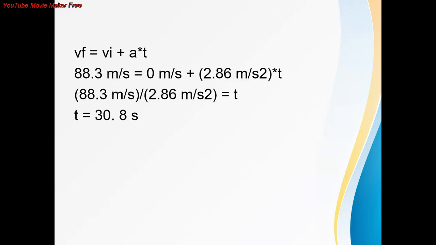Now let's go ahead. Now again we have to find time. So the next formula which we are going to use is v equal to u plus at, because we know final velocity, initial velocity, and acceleration, but we do not know time. So after putting the values in the formula vf equal to vi plus a into t, we get 88.3 meter per second equal to 0 meter per second plus 2.86 meter per second square into t, and after solving we get t equal to 30.8 second.